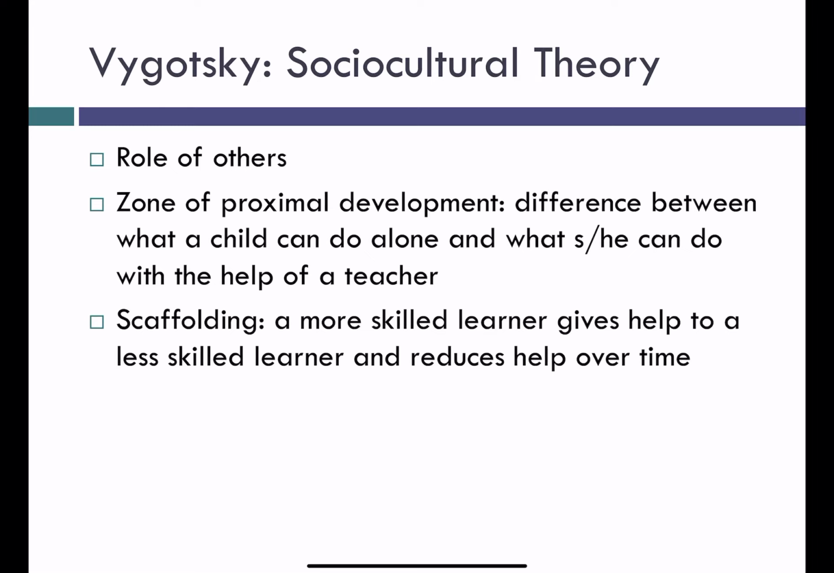And the way we should teach is a strategy that Vygotsky called scaffolding, where we have a more skilled learner giving support to a less skilled learner. At first, they give them a lot of intensive support, but then they provide less and less support as the kids figure it out over the time.